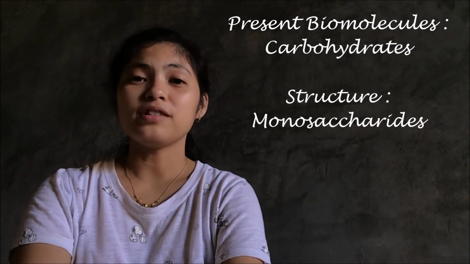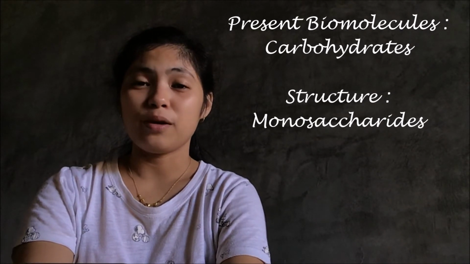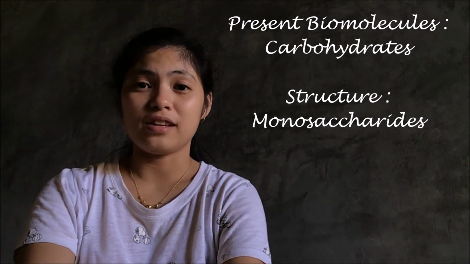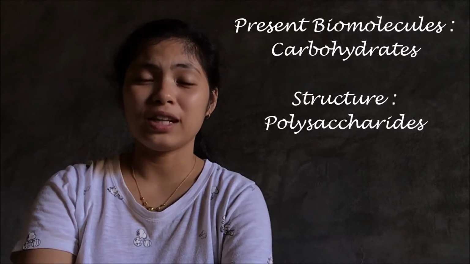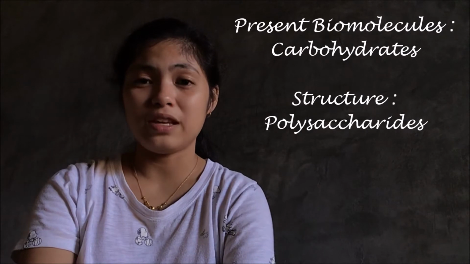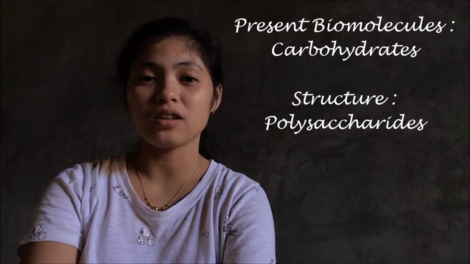Carbohydrates and monosaccharides are the present biomolecule and structure in this ingredient. So we are down now to the last ingredient, and that would be the 1 cup cherry tomatoes. Carbohydrates are the present biomolecule, but the present structure of this ingredient will be the polysaccharides.